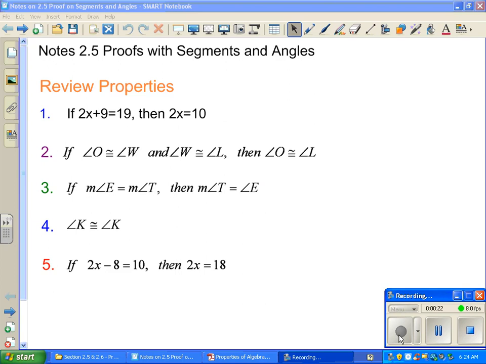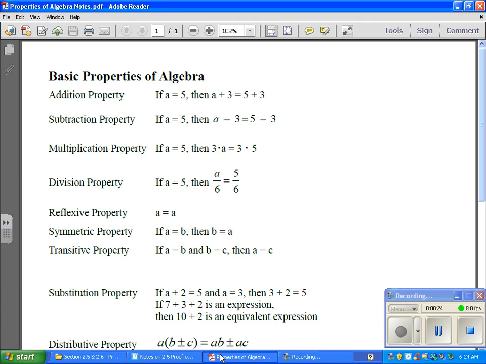And so you have been given a handout that looks like this: Basic Properties of Algebra. At the top we have mostly properties that deal with operations: add, subtract, multiply, and divide. And then we have a few that deal with the fact that you might have things that you can put in a little different order and it still means the same thing, with reflexive, symmetric, and transitive. Then we have substitution.